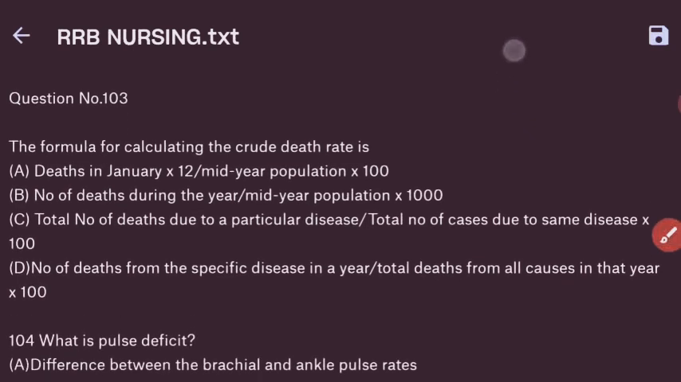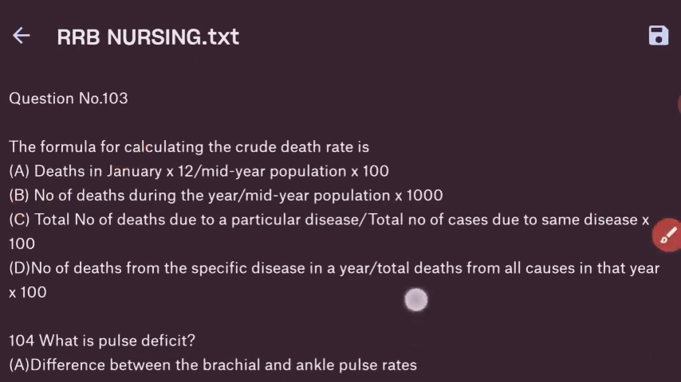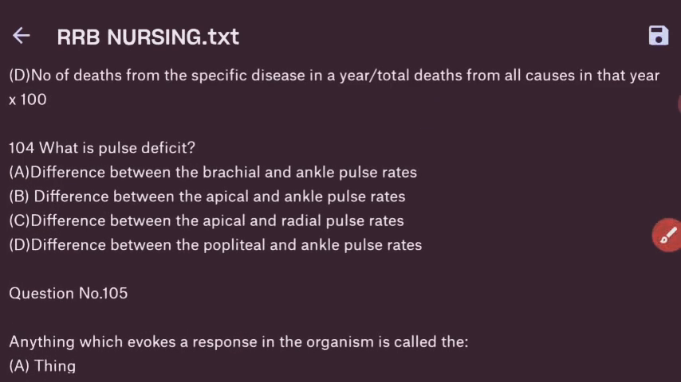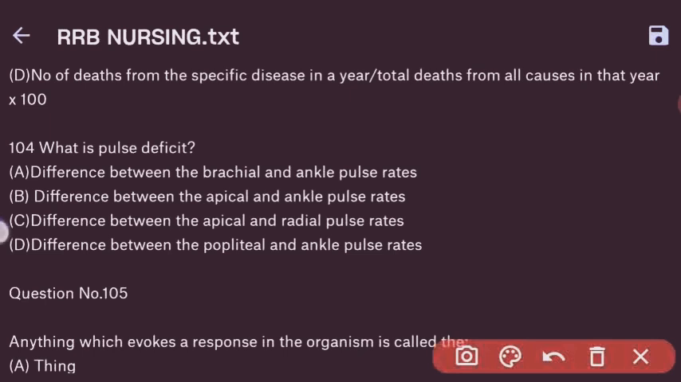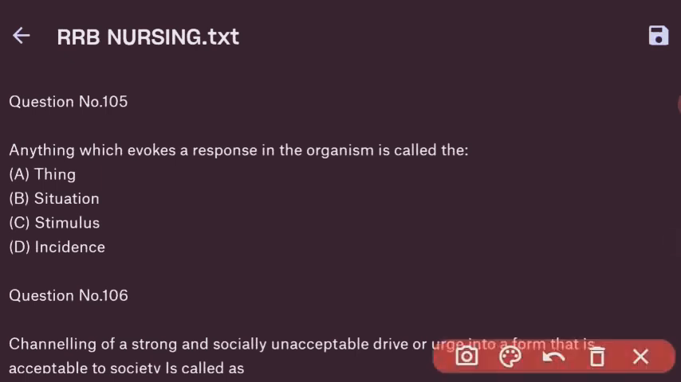Next question. The formula for calculating the crude death rate: the formula of CDR is the number of deaths during the year divided by the median population multiplied by 1000. So here B is the right answer. Next question. What is a pulse deficit? Pulse deficit is the difference between the apical and radial pulse. So here C is the right answer. Next question. Anything which evokes a response in an organism is called the stimulus. So here C is the right answer.